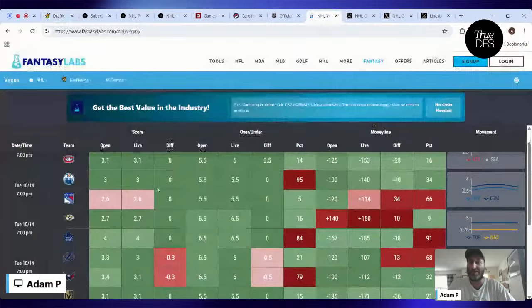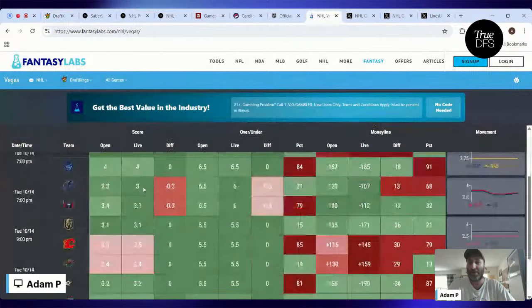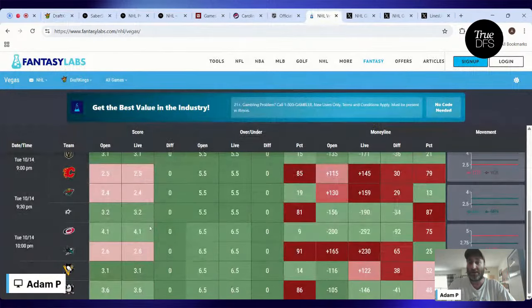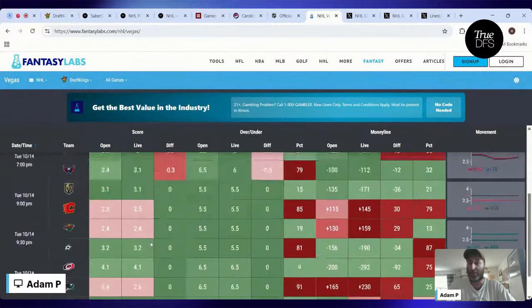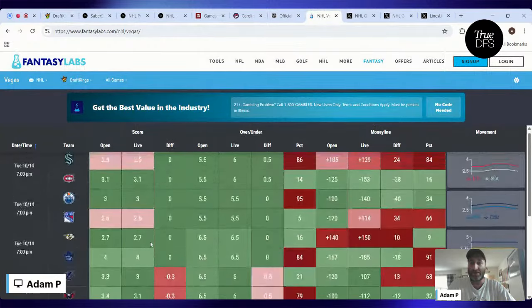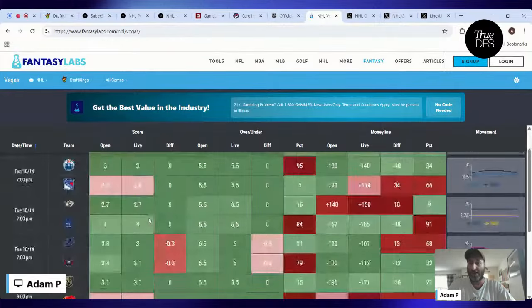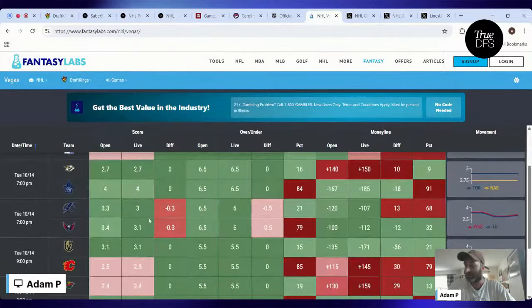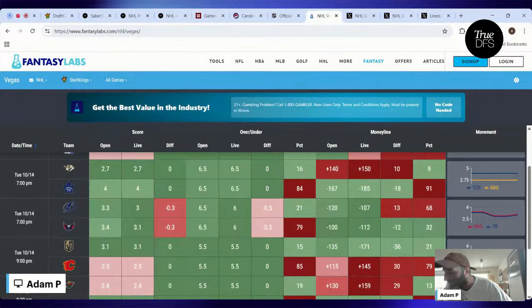It looks like if we just look at the slate, Toronto's got the 4 total. Carolina's got the 4-1, so they're going to stand out. Now, I imagine Toronto is pricey with Auston Matthews and Nylander. Probably get Cowan cheap.